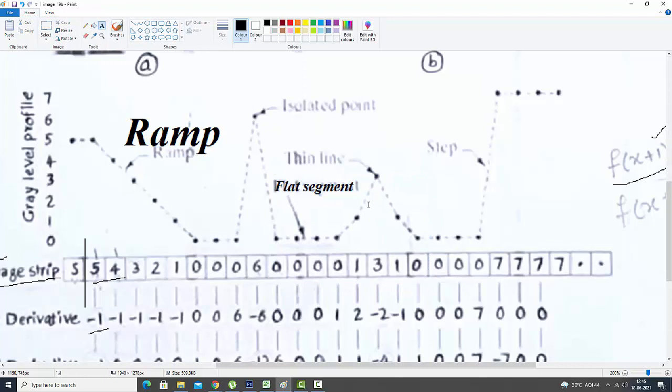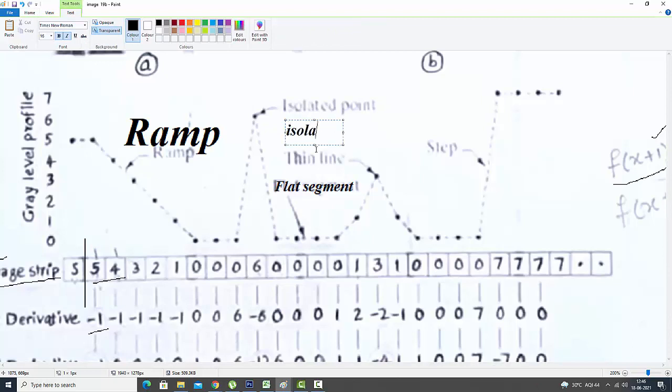Here are some isolated points: mainly 0 is there, then its value increases to 6. So these are the isolated points.